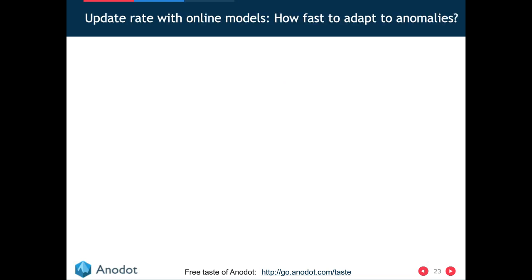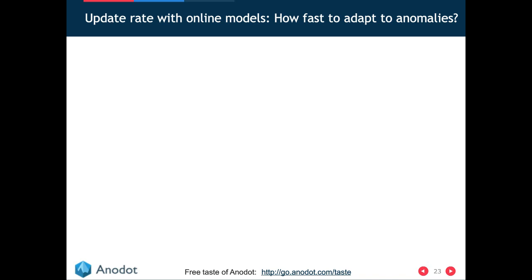Another pitfall is how fast to adapt to anomalies. Usually when you learn online with these adaptive algorithms, there is an inherent assumption that all the samples are normal, but we know that's not true. Some of the samples are abnormal. So how do you actually adapt when you have abnormal samples? This relates to a story.